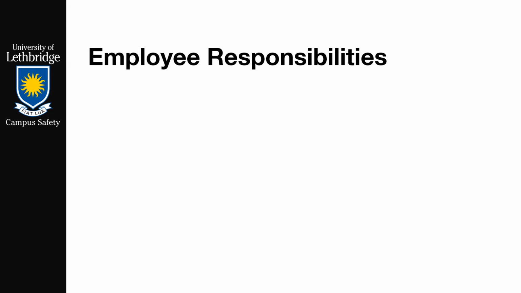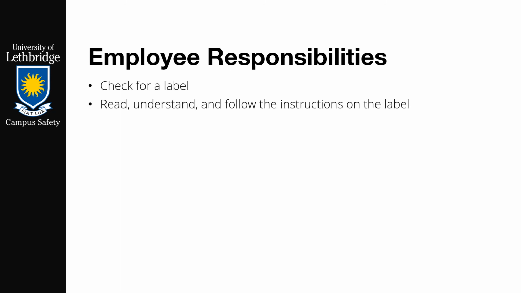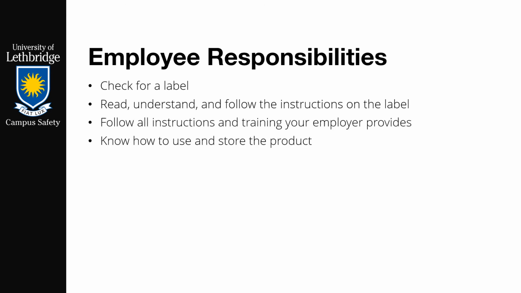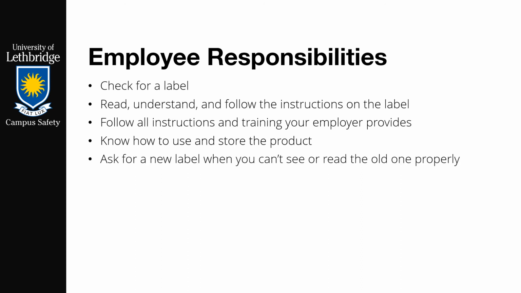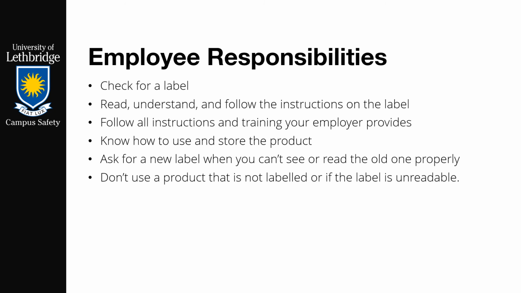As a student or employee, you share in the responsibility of keeping everyone safe. Always check for a label. Read, understand, and follow any instructions on the label. Follow all instructions and training your employer provides. Know how to use and store the product. Ask for a new label when you can't see or read the old one properly. Don't use a product that is not labeled, or if the label is unreadable.